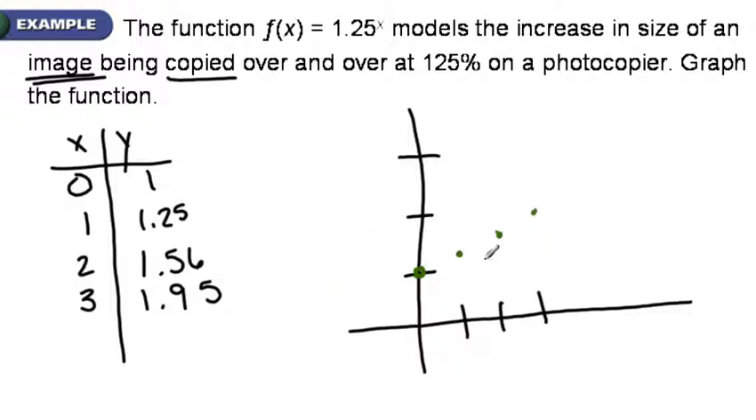Can we draw a line through these points? No. This is discrete data because you can't have a partial copy. You either have a copy or you don't. So this is an example of discrete data.